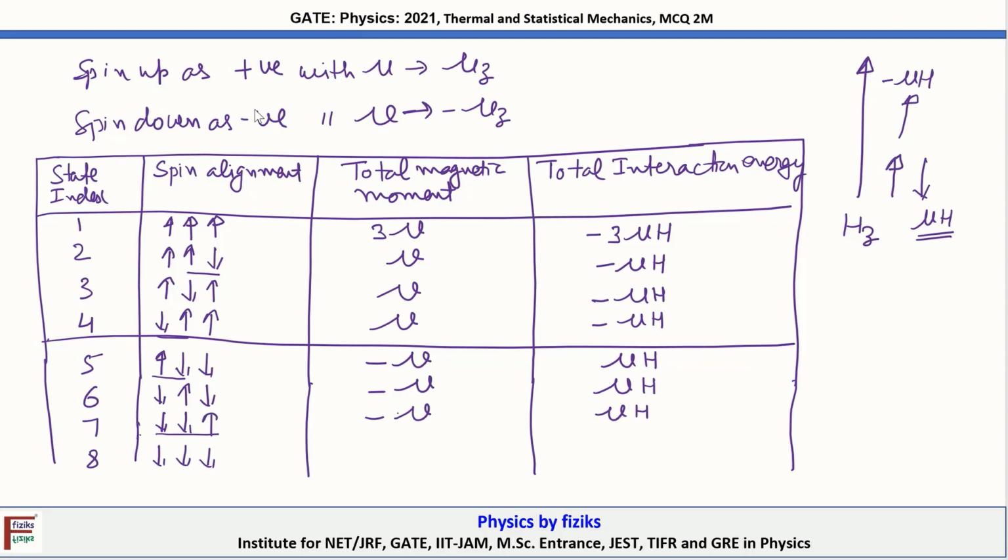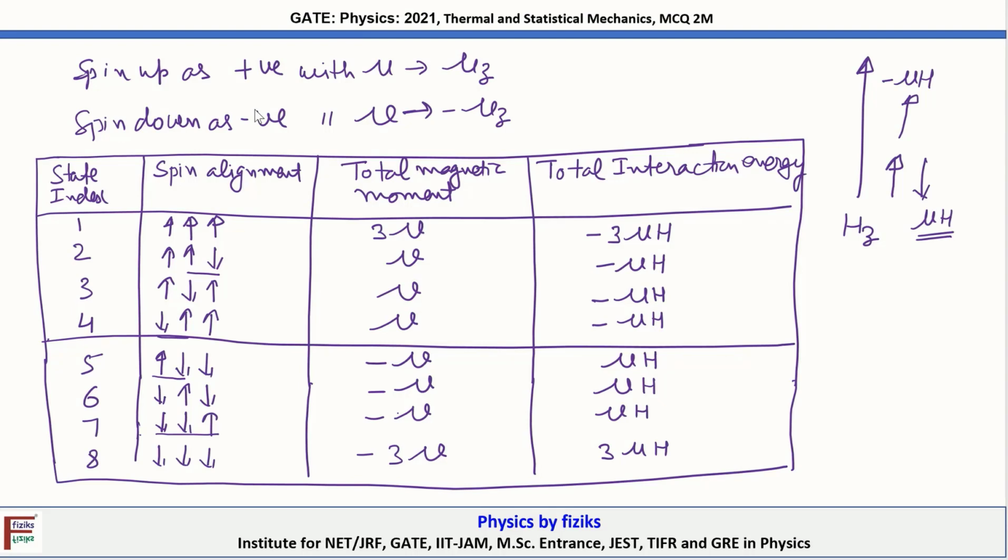And in the last case, all spins point in the downward direction, so the net magnetic moment will be minus 3 times mu, and here the interaction energy is 3 times mu h. So these are the different arrangements that are feasible with the three spin system when an external magnetic field is applied. Now if we take a look at the statement of the problem, we have to identify the states for which the total energy of the system is mu h.